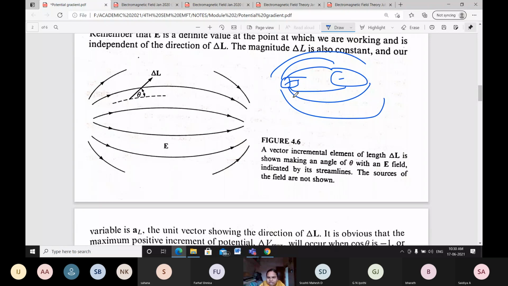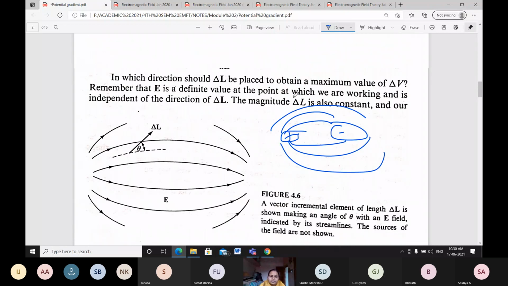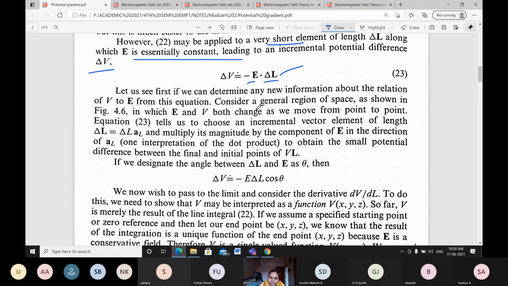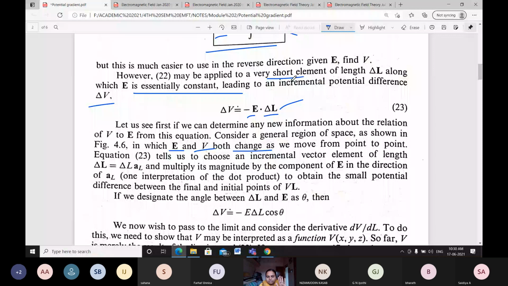Consider a general region of space as shown in the figure, in which E and V both are going to be changing. Observe that the equation we took was a constant, but here the electric field intensity E and also the potential are going to vary. First, the usual equation. Next, both are changing. Write one line, that's enough.